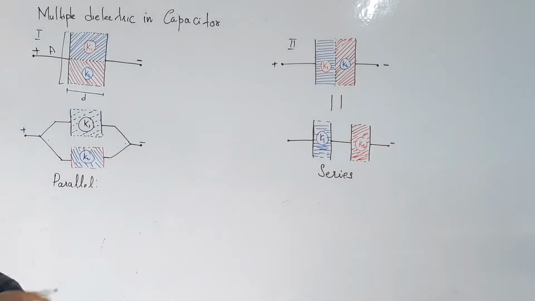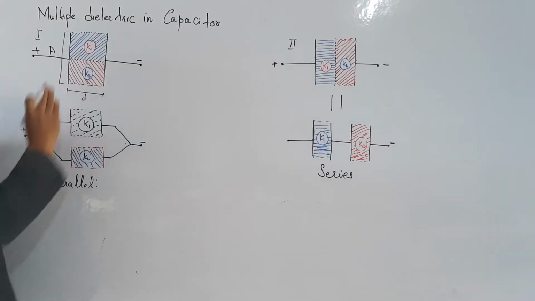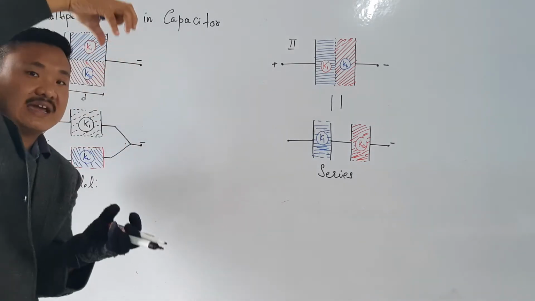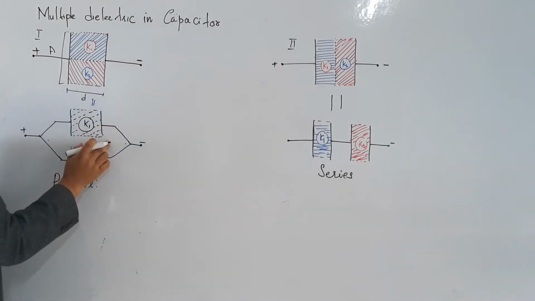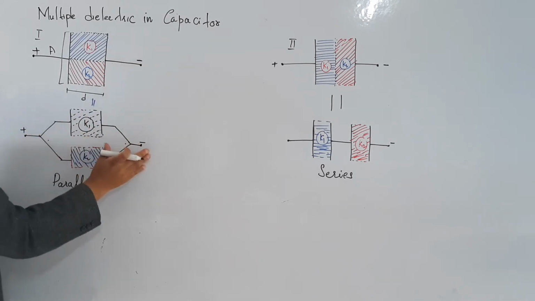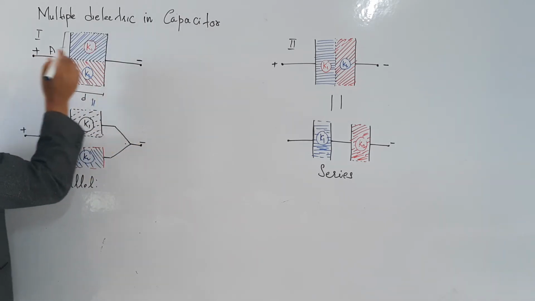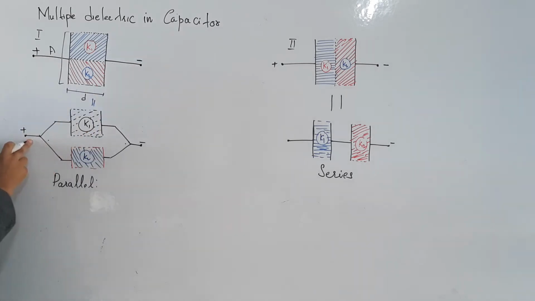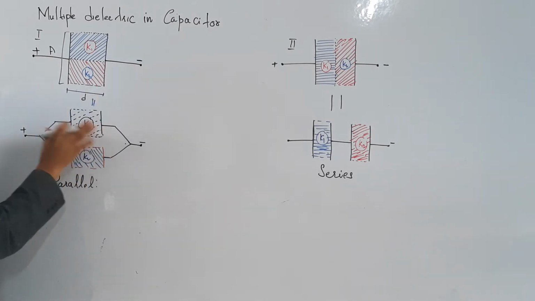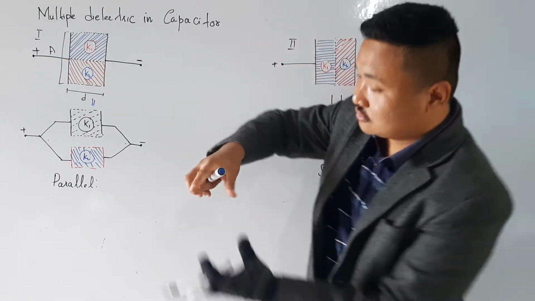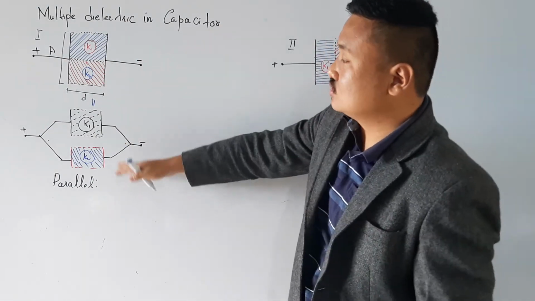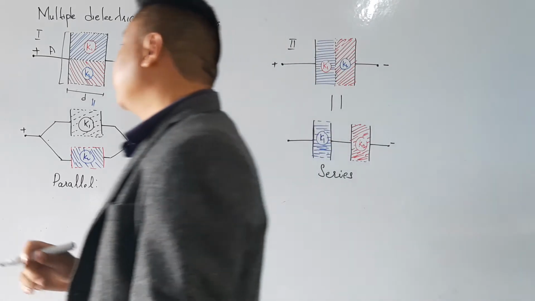Now whenever you see this kind of thing, you have to break it like this, and equivalently you can write it in this form: the upper part and the lower part, connected like this. This is connected with positive and negative, similarly positive and negative. Now, this is a parallel combination. Understood? Whenever you break it like this, the two will become a parallel combination.